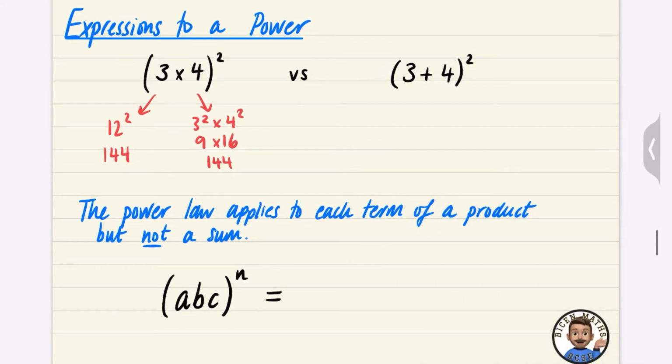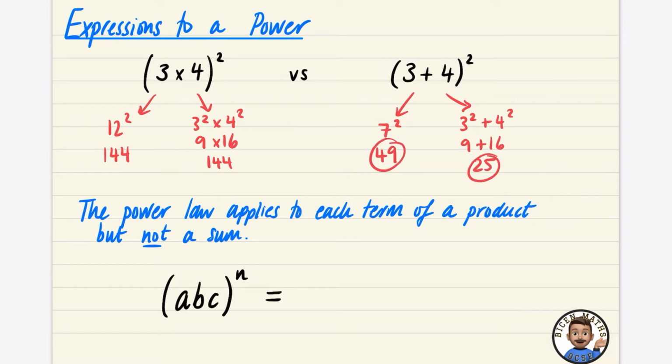It seems to tell us that if you have the power up here, you can put the power on either side. Well, would that be the same if there was a plus in the middle? So let's work this out in two ways and see if it works. So 3 plus 4 squared, that is 7 squared, and 7 squared is 49. Now, if we put the power inside both of them, we would have 3 squared plus 4 squared, which is 9 plus 16, and 9 plus 16 is 25. Uh-oh, these things do not match.